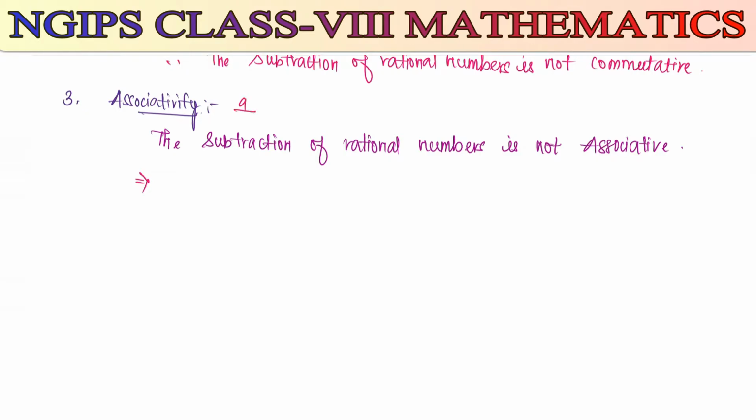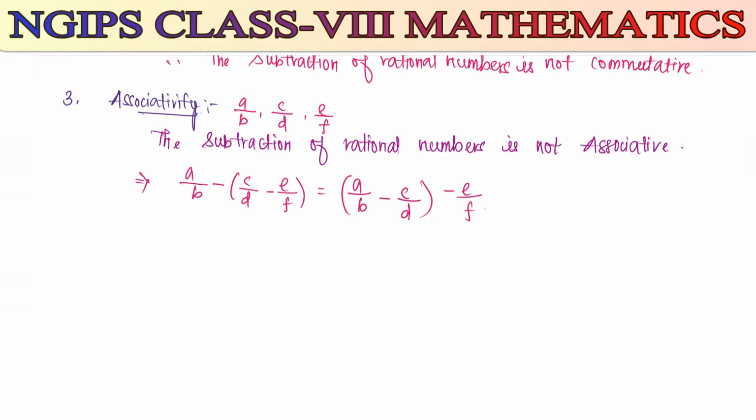It is nothing but a by b, c by d, e by f. Okay, now here the condition is a by b minus c by d, minus e by f, is equal to a by b minus c by d, bracket, minus e by f. Here the bracket plays a major role in the associative property.